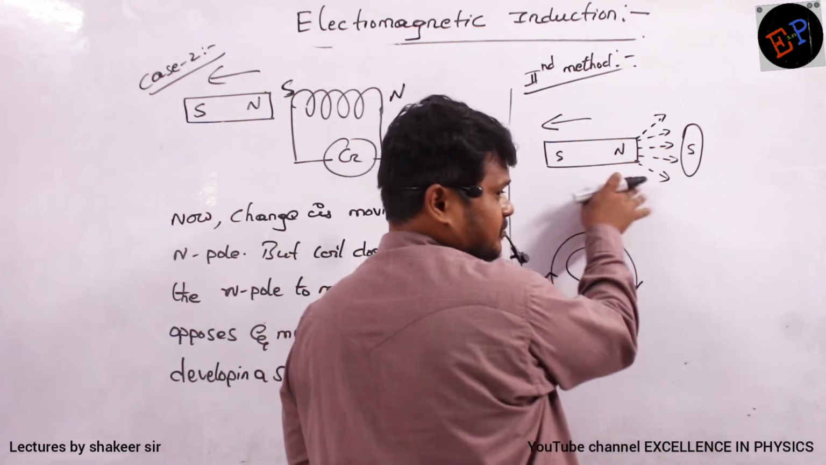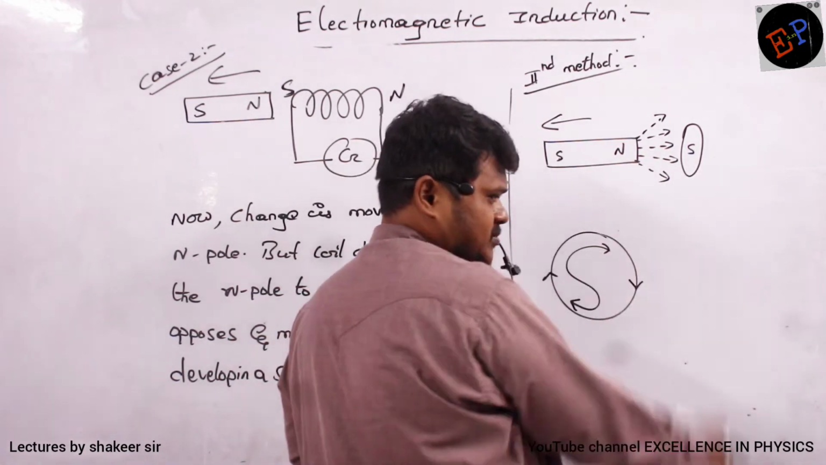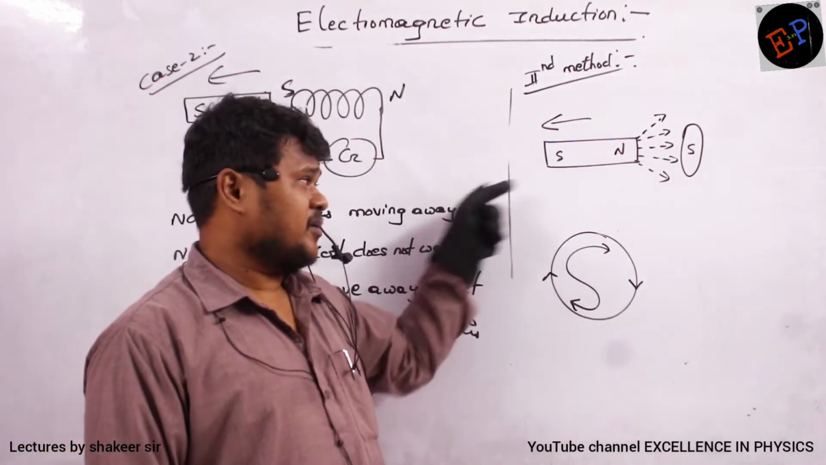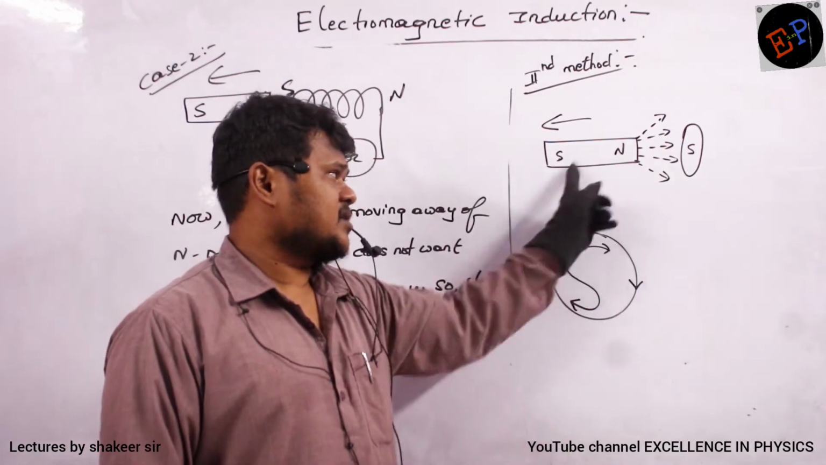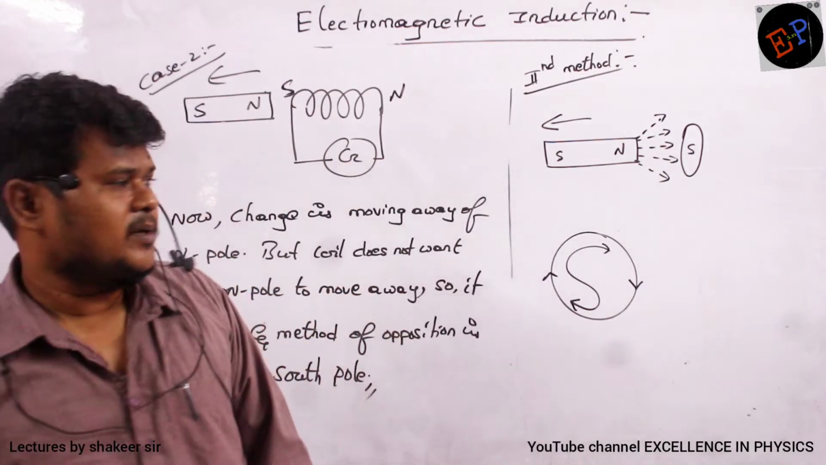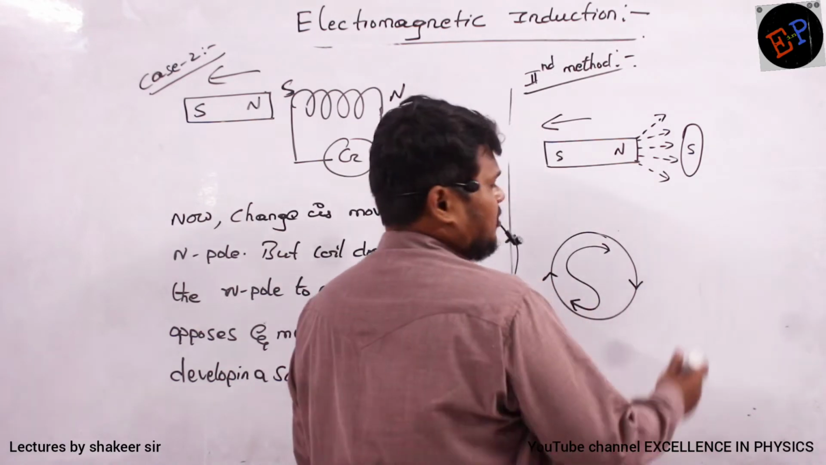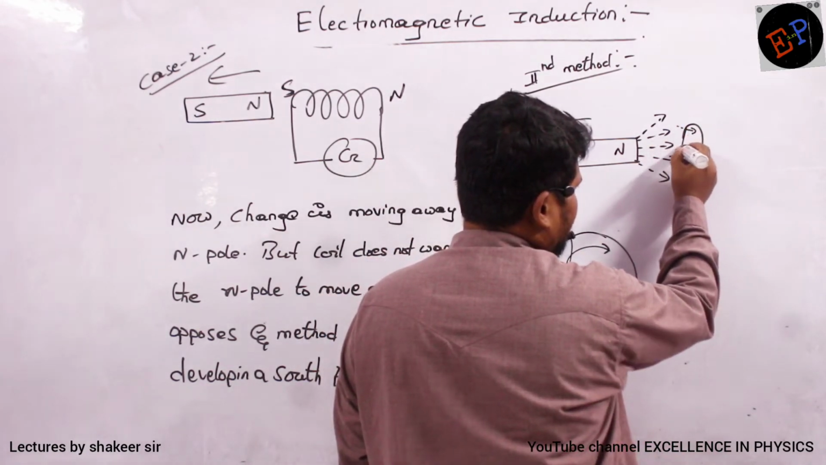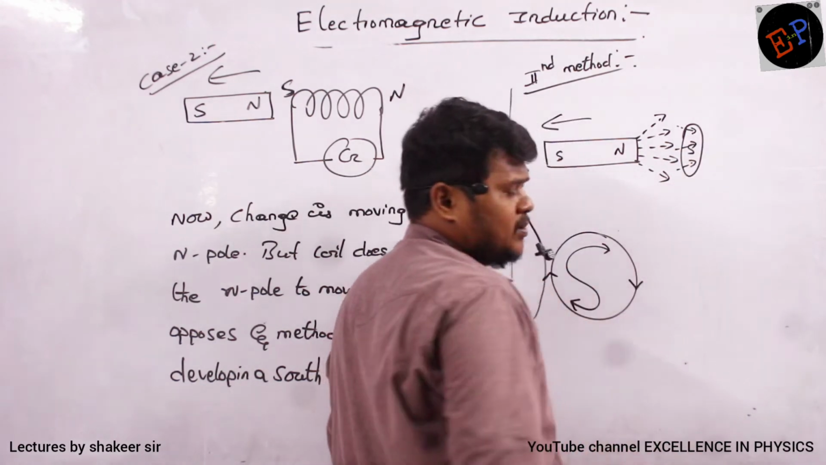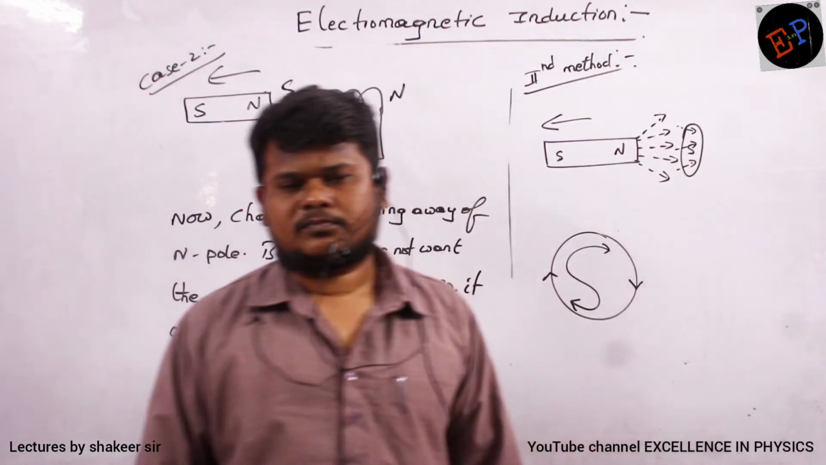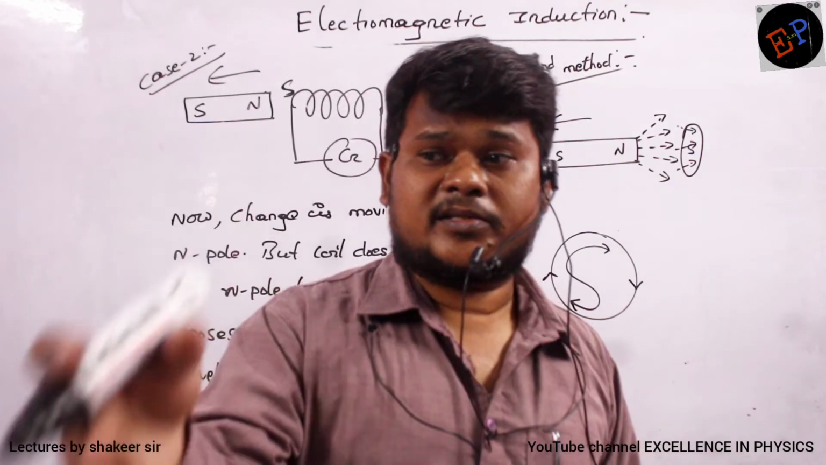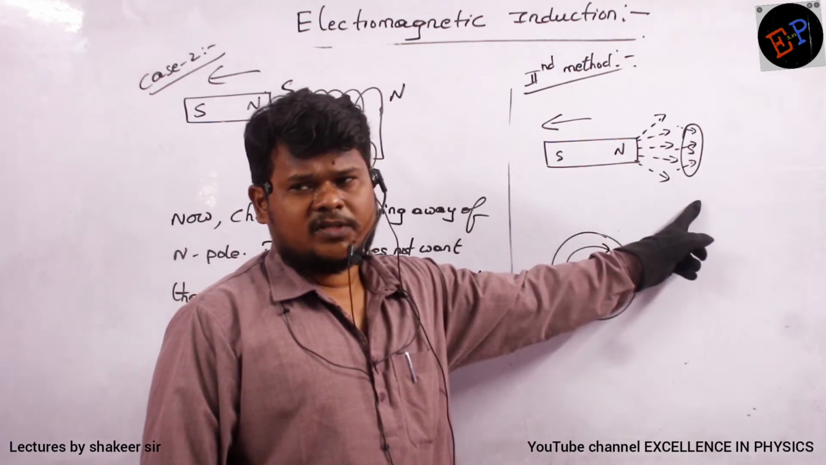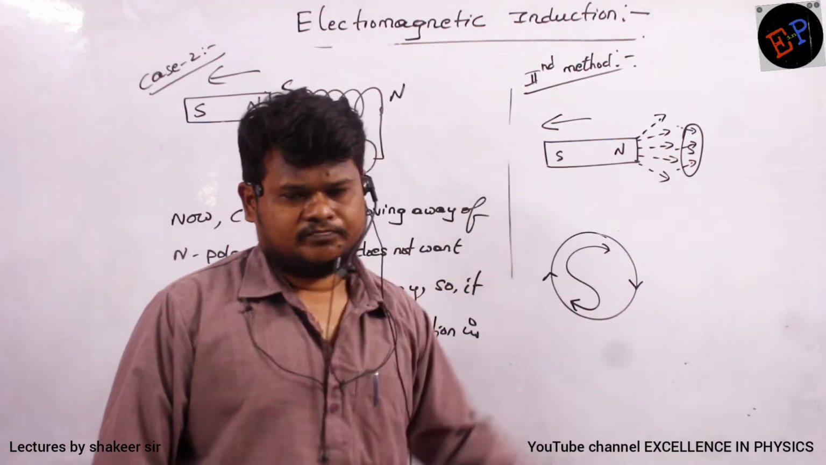If I look from this side, the current appears like this; if you look from behind, the current appears in the other direction. If I look from this side, this is the direction of current because on this side only a south pole has developed. Clear, ma? Now what is the property of a south pole? Magnetic lines enter the south pole, no? Now can you say how it is opposing the moving away of the north pole? Tell me.